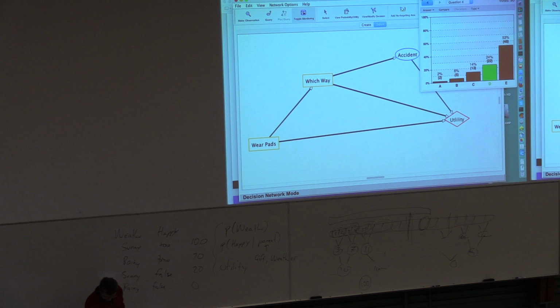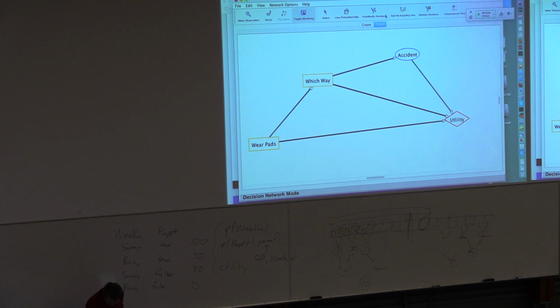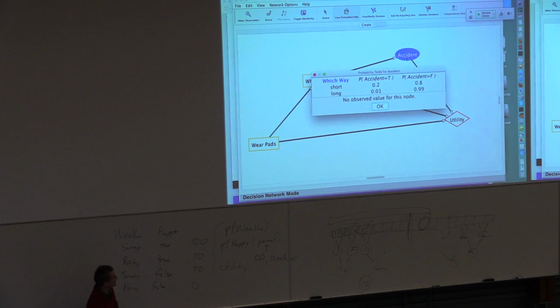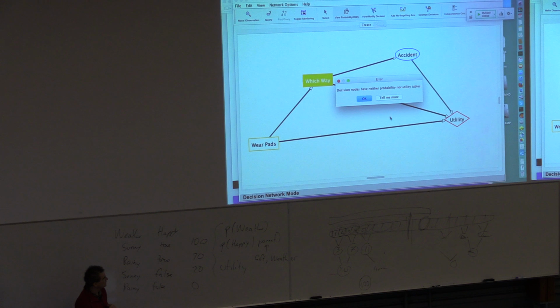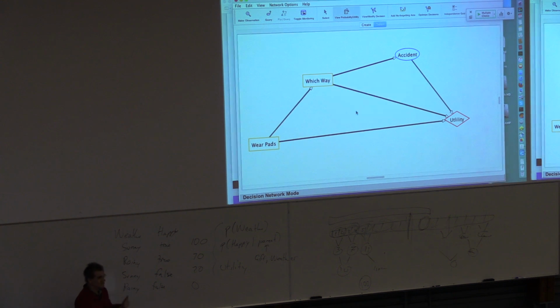Let me review. If I look at this factor, there's a factor for the probability of an accident given which way you go. There's a factor for utility that specifies these other ones. But there's no factor associated with which way or where pads, since I get to choose those values. So there are factors for the probabilities and a factor for the utility. Just remember that, okay?